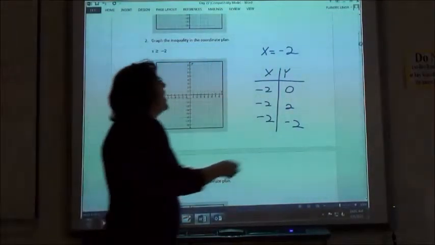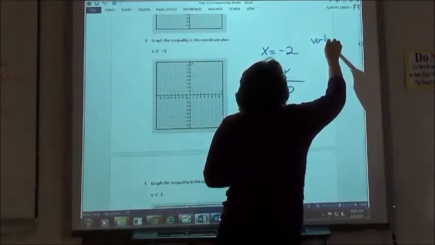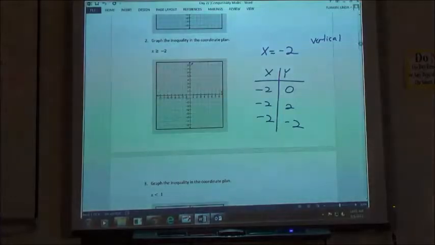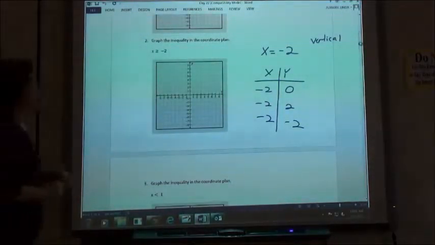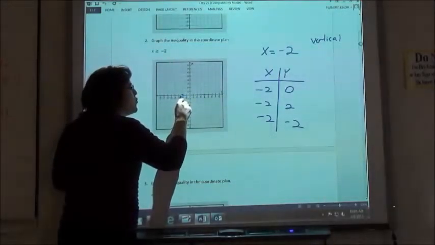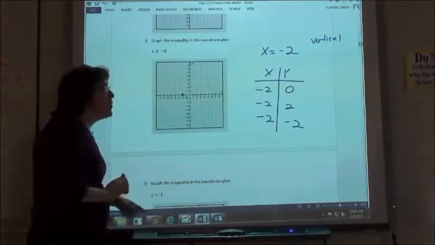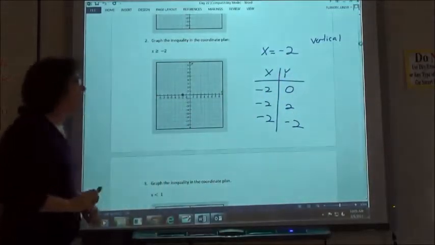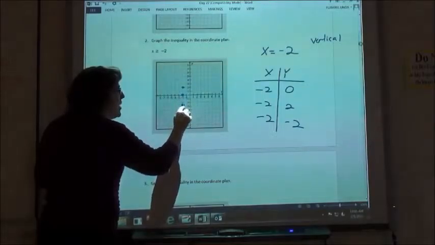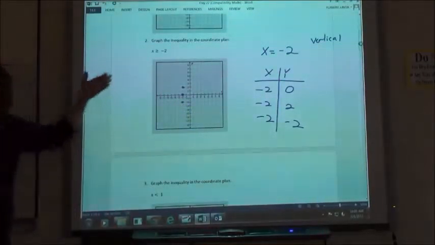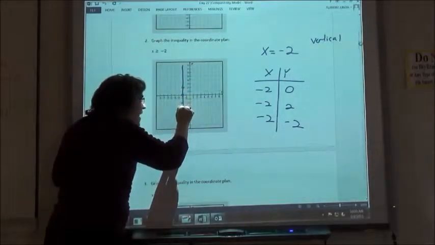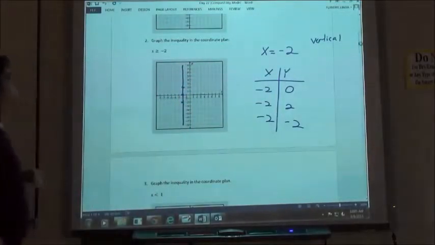And hopefully I know that the line, when I'm done, should end up going vertical because it's an x equals a number instead of a y equals a number. Otherwise, if I just plot my points, -2, 0 would be back 2, but up 0. It's right on the x-axis at -2. x equals -2. -2, +2 would be above that. -2, -2 would be below that. My dots should line up straight up and down and touch the x-axis at -2.